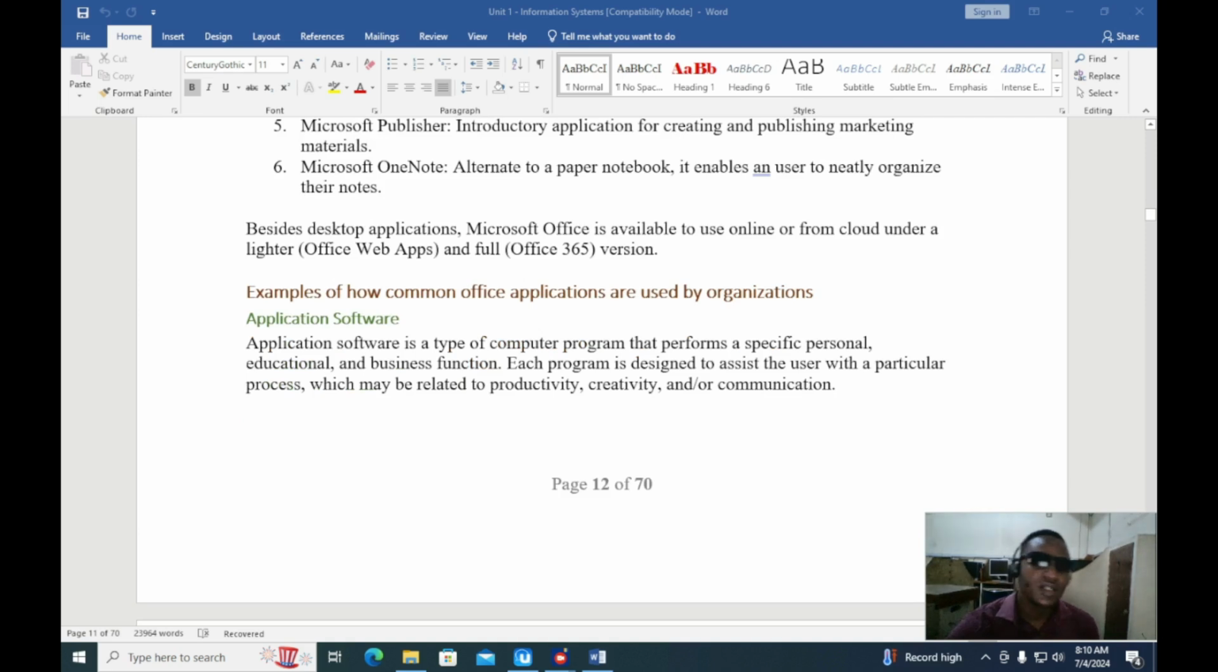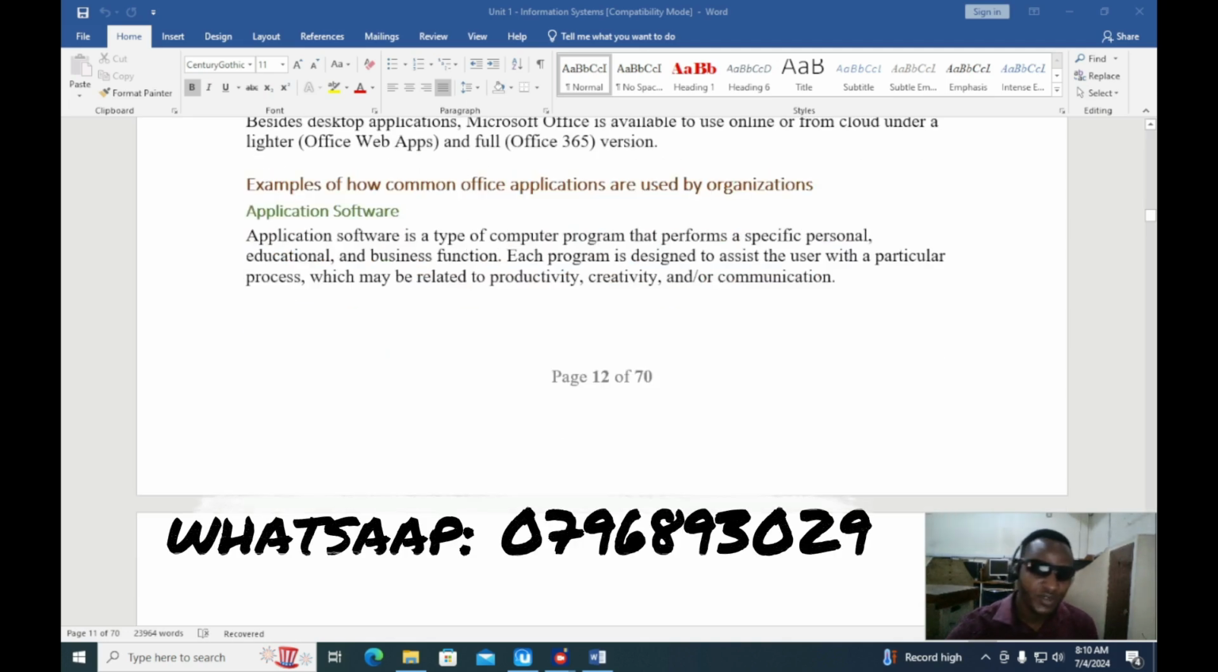So beside us looking at the desktop applications, we have Microsoft Office available for online use. You can use it online, you can use it from the cloud, of course under what we call Office web apps, and you can also get a full version of this. We call it the Office 365 version. So let's look at how these common Office applications are used by organizations. But before that, let's look at the application software.